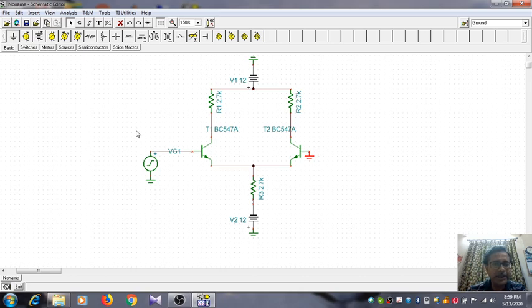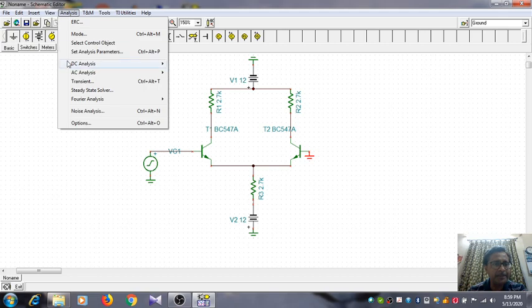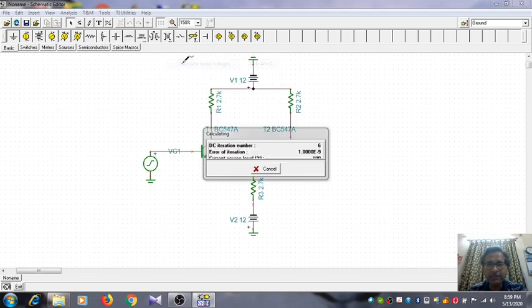Okay, so what we can do, we can now go about with the DC analysis. So this completes the circuit diagram. Now come to the DC analysis. As you can see, calculate the nodal voltage.